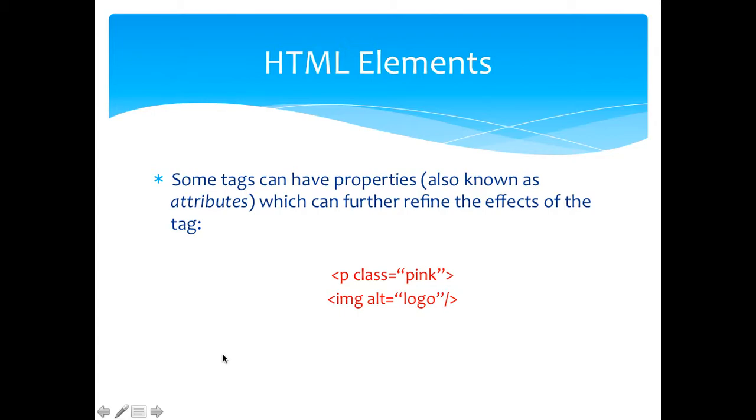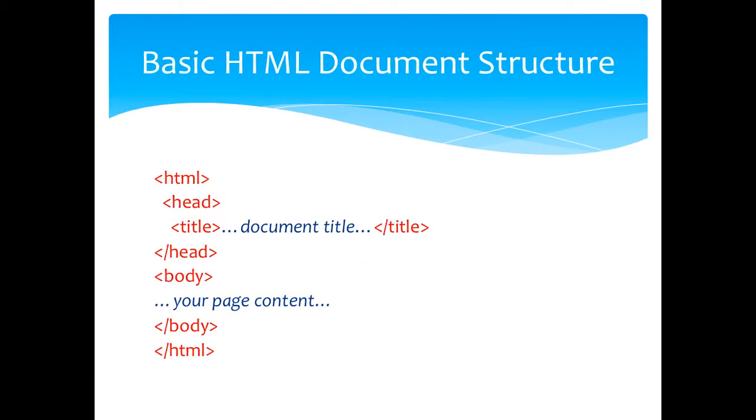So some tags can also have properties, otherwise known as attributes, which can further refine the effects of the tag. So for example, here's something that's classifying the text for making it pink, and also an alternate title for your image. So if somebody goes over the image and they have some kind of a visual disability, they can mouse over the image and see either a logo or a title or something like that.